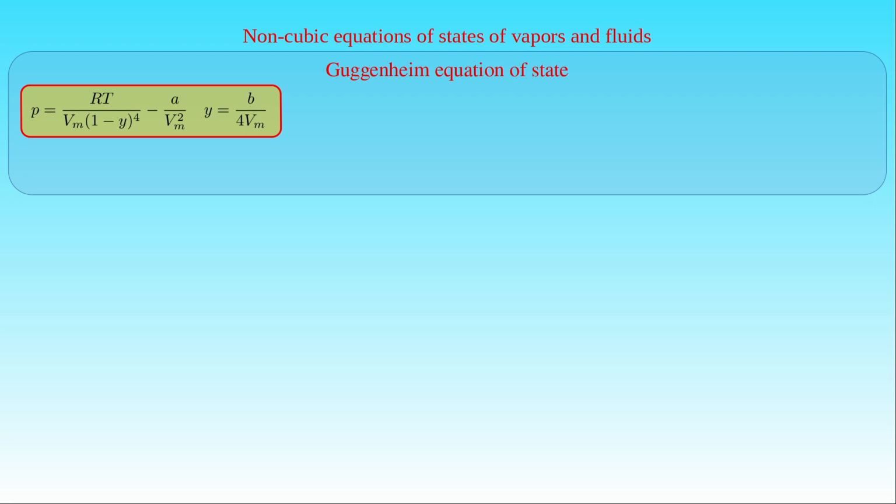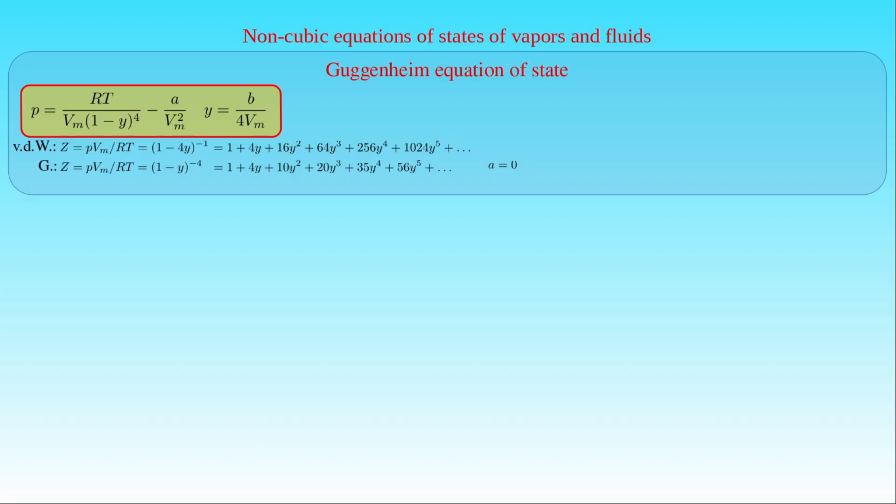Guggenheim calculated the virial expansion of the van der Waals equation with the pressure correction constant set to 0, where the multiplier factor of the molar volume can be written as 1 minus 4 times y, and obtained a polynomial expression for the packing fraction y. The same expansion of his modified version of the equation of state with the pressure correction constant set to 0 gave another polynomial of y. The comparison of the expanded equations with the accurate virial expansion obtained in statistical mechanics indicates that the Guggenheim equation of state produces a better approximation of the accurate virial expansion than the van der Waals equation.